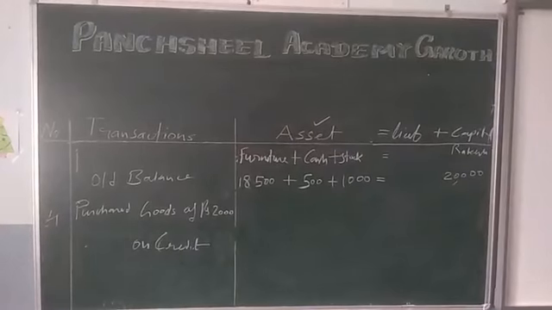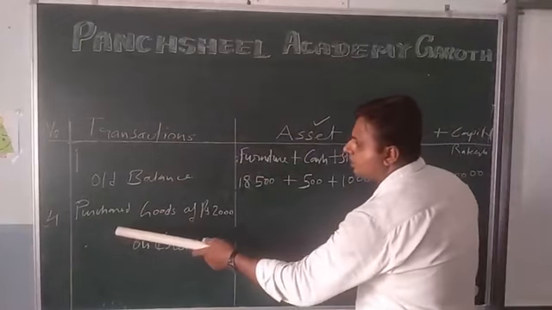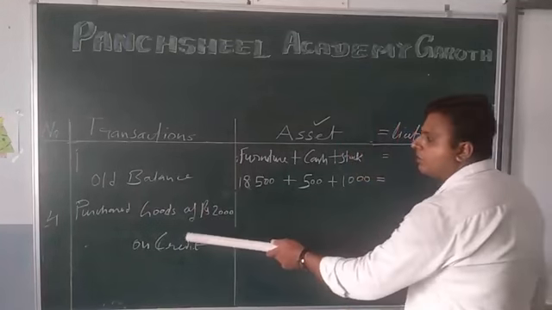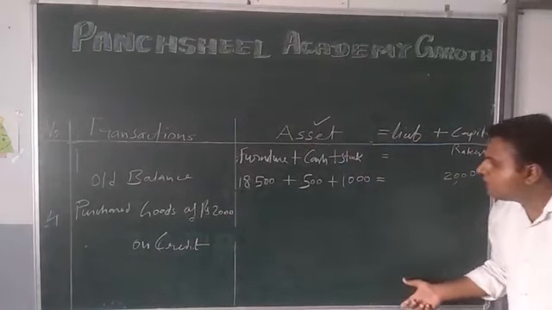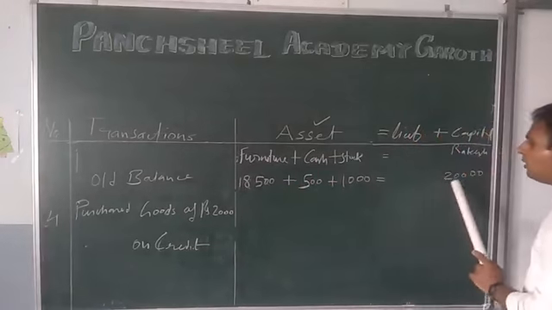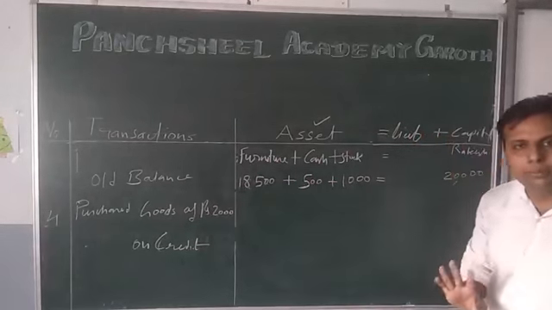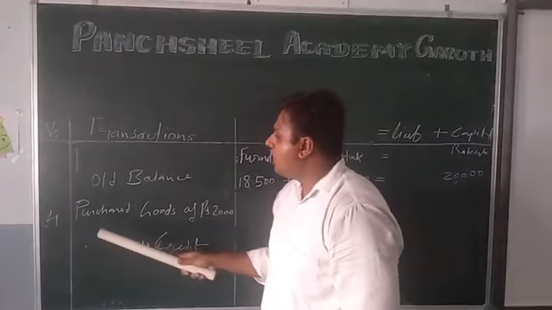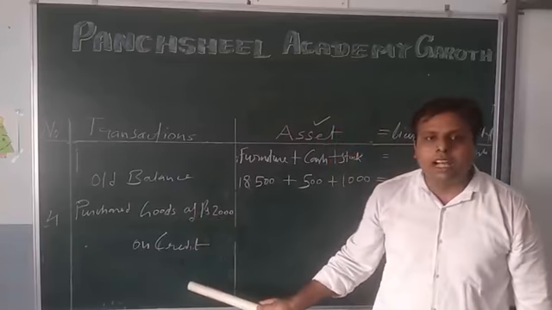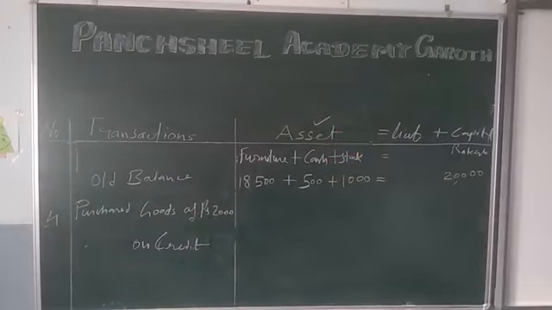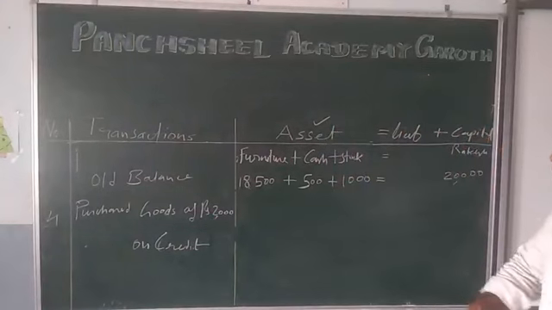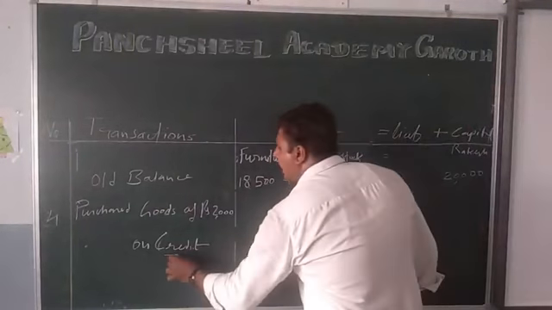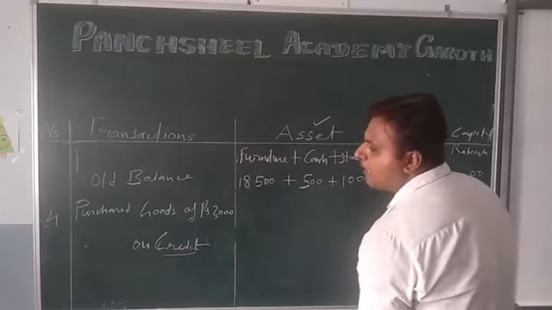Now, before going to the fourth transaction, I must tell you that the old balance which was written downwards, I have written on the top for solving the new transaction. Okay? Now, the fourth transaction: purchase goods of rupees 2,000 on credit. On credit means without paying the cash.